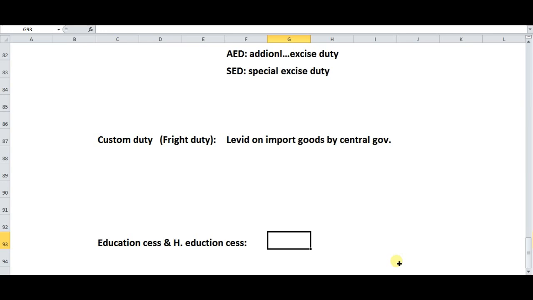All taxes in India are subject to an education cess, which is 3% of the total tax payable. And education cess is mainly applicable on income tax, excise duty, and service tax. For example, if you are going to pay income tax, it definitely includes education cess and higher education cess. Likewise, if you are paying excise duty, it definitely includes the education cess and higher education cess. Like the way service tax.